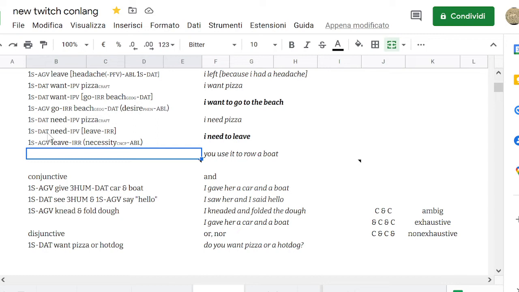So the agent of use would be you. So it'd be second person, singulative, agent. You're the user. So then we have "use," and it's going to be non-past, but we'll talk about why I'm not going to mark it like that in a minute. You use it to row a boat. So you use it. Let's say it is an oar. So I'm going to say that it refers back to an oar, which is a tool, which is one of the noun classes we have here. So it's going to be a third person tool.